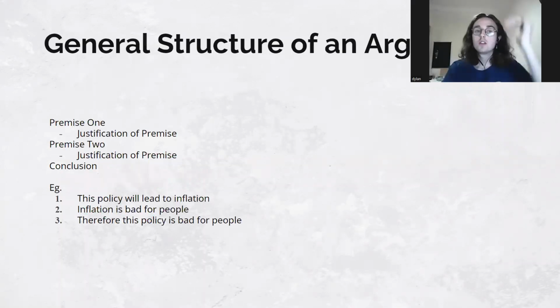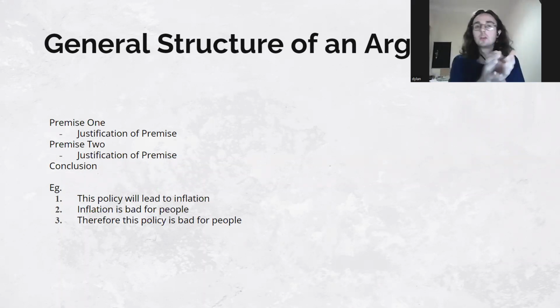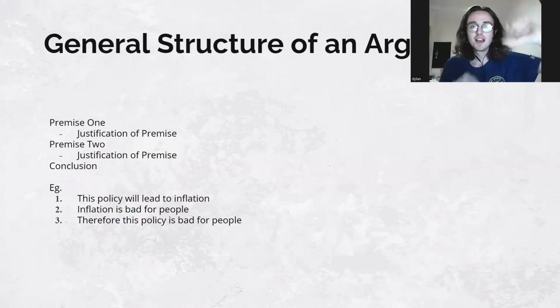So you have this general structure of an argument. You have premise one, premise two, conclusion. An example of what this might be in a debate is: this policy will lead to inflation. Inflation is bad for people, therefore this policy is bad for people. Now, each of these things in turn might require more justification. So this is where you end up with these Russian dolls, smaller dolls inside of each other. I think they're called Matryoshka dolls.